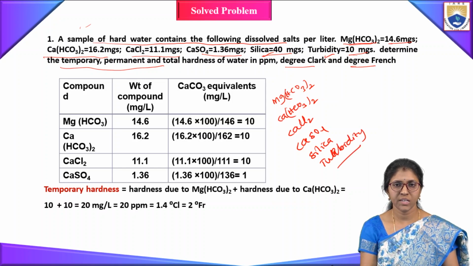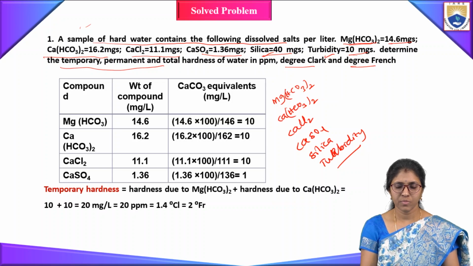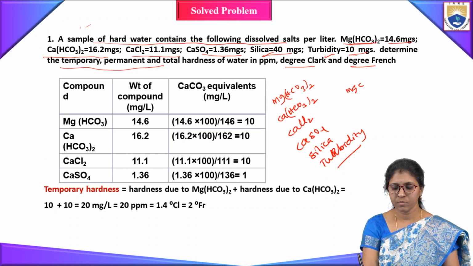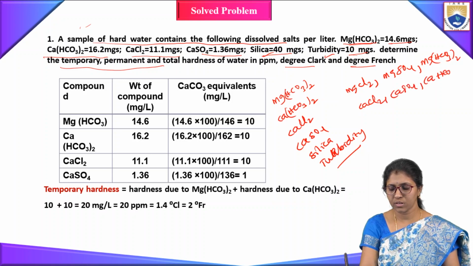So the permanent and temporary hardness of water is due only to calcium and magnesium salts, such as magnesium chloride, magnesium sulfate, magnesium bicarbonate, calcium chloride, calcium sulfate and calcium bicarbonate.